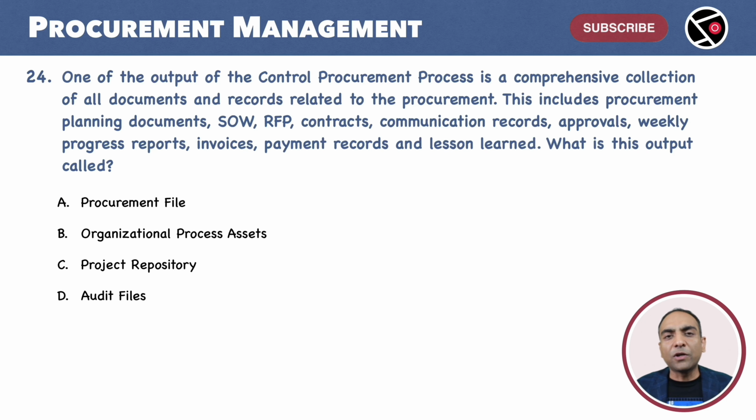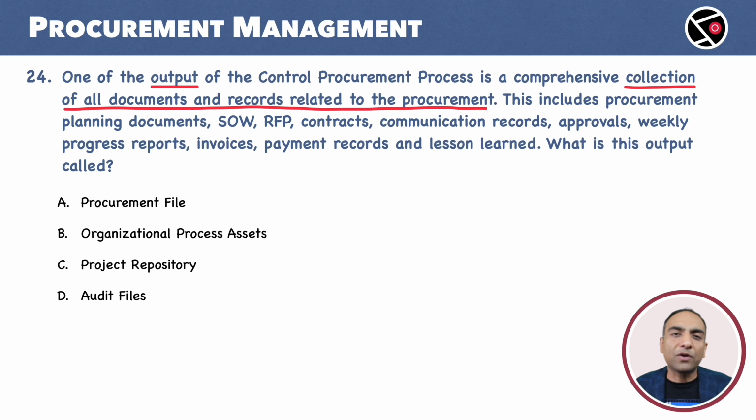One of the outputs of the controlled procurement process is a comprehensive collection of all documents and records related to the procurement. This includes procurement planning documents, SOW, RFP, contracts, communication records, approvals, weekly progress reports, invoices, payment records, and lessons learned. What is this output called? We are looking for an output that is a collection of all the procurement documents and records. A. Procurement file is the right choice.